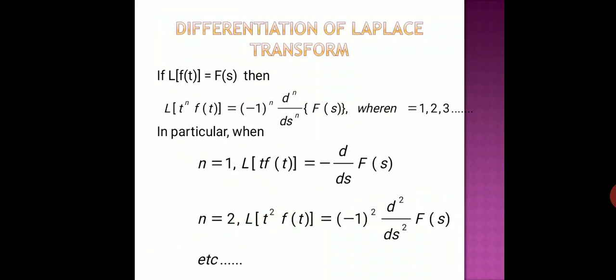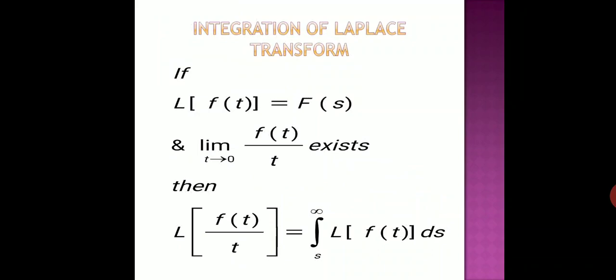Previously we saw the change of scale property. If e power at, an exponential, is multiplied by something, we use that type of formula. If t is multiplied by something, we use the differentiation formula, multiplication by t. There are two types. The second one is division by t.